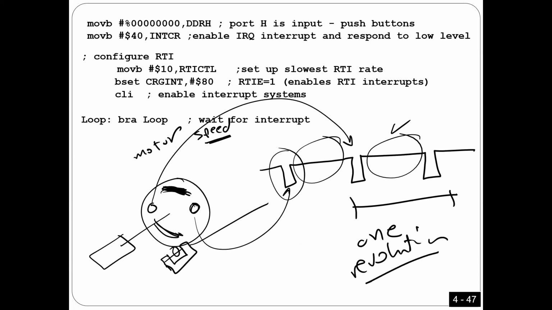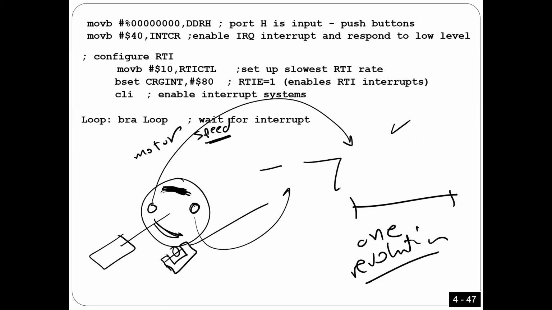So if I want to measure the speed of the motor, I need to count. That's exactly what this program is about. I need to count how many pulses I got here. Remember, every pulse here, if I program IRQ to trigger at falling edge, it's going to be triggered here, as you see. So every pulse is going to trigger IRQ 1 time.